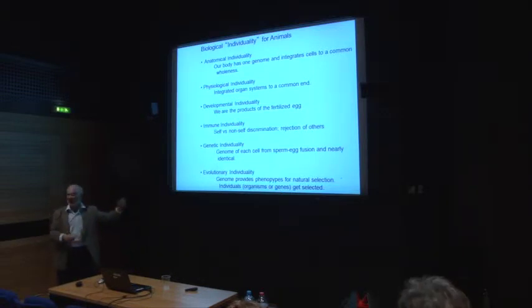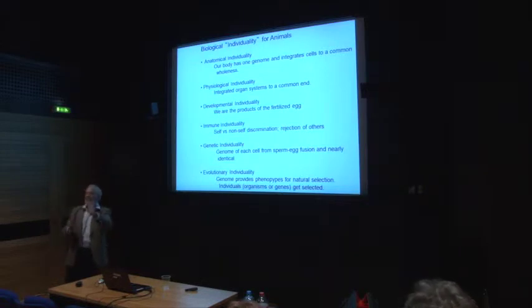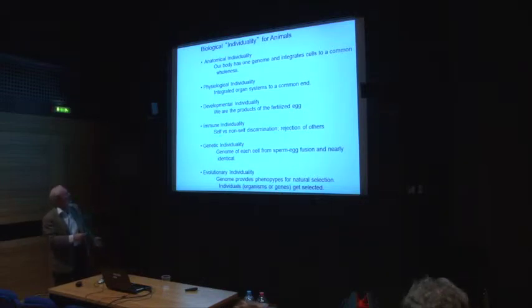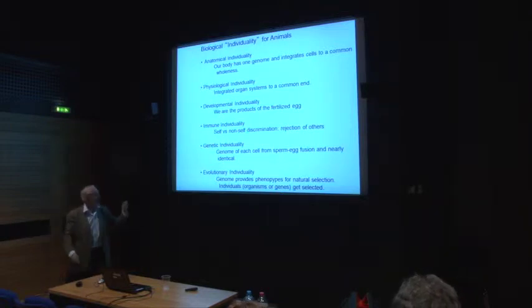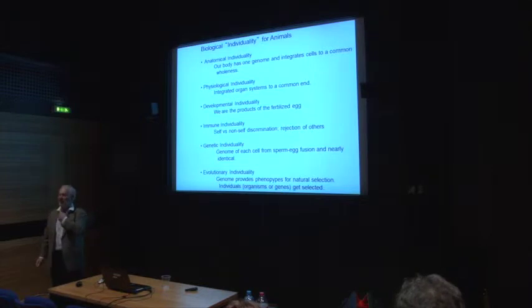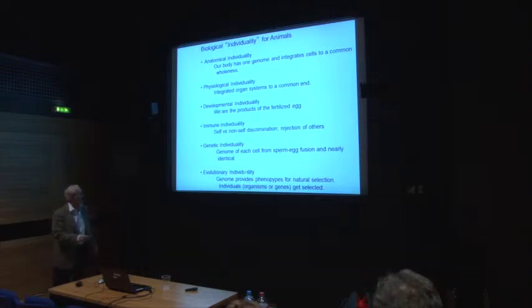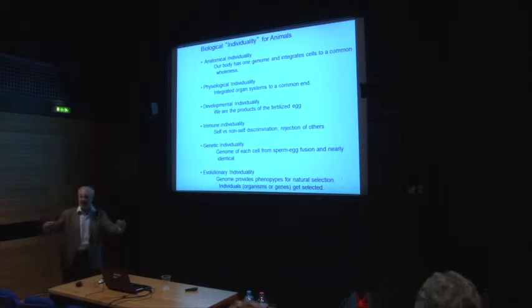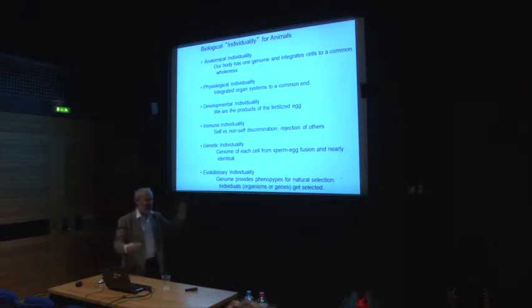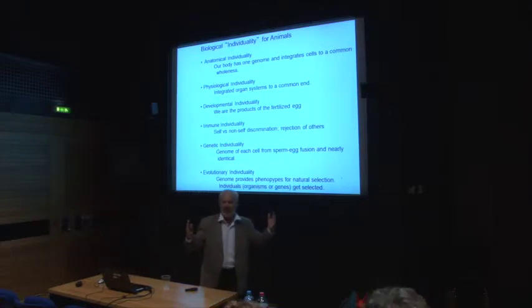Immune individuality, if I were to put my skin on you, you would reject it. This is another type of individuality. Immunology was called the study of self, non-self recognition. There's genetic individuality, that the genome you have is monogenetic. You have a genome. And evolutionary individuality, that which gets selected, the individual that gets selected, be it genes, genome, organism.